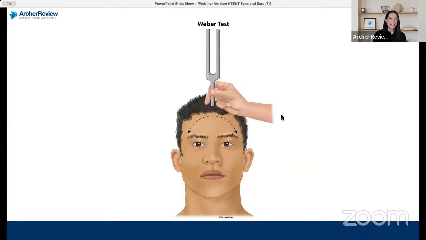And you can see the Weber test. So we put it on the patient's forehead, top of their head. Some people even put it on the nasal bridge, and we look for lateralization. So no lateralization, like this picture, means they hear it equal in both ears.